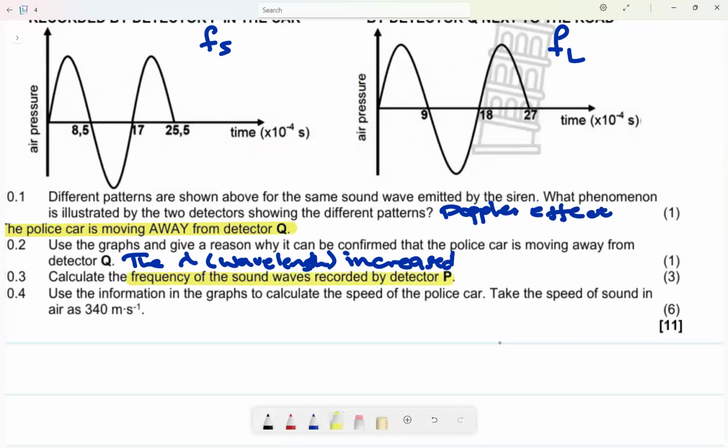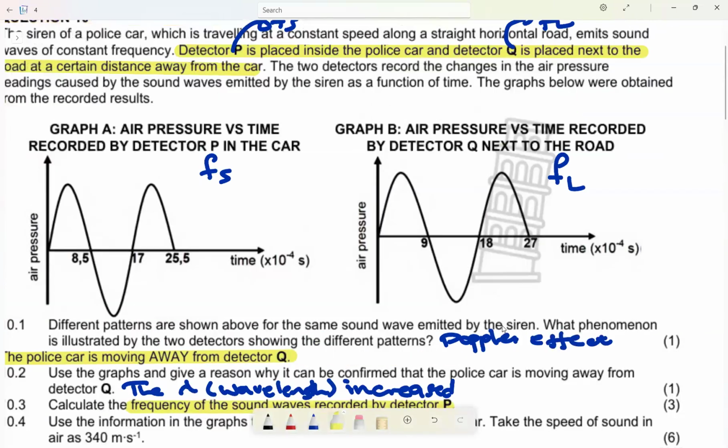Recorded by detector P. Where is detector P? Here is detector P. So we want the frequency. Remember, how do you calculate frequency from this graph? You say frequency is equal to 1 divided by T. But remember, it needs to be the time after one complete wavelength. What is one complete wavelength? Half and half. It is one complete wavelength. So the time, it is how much?